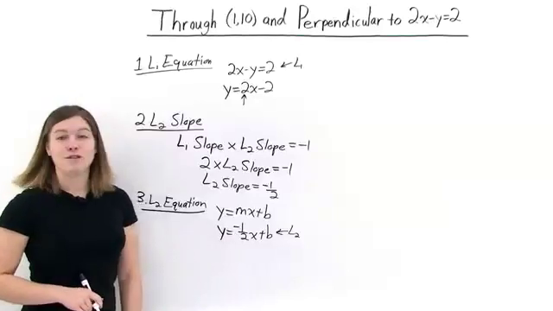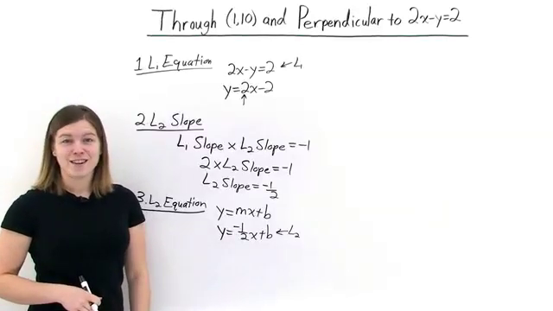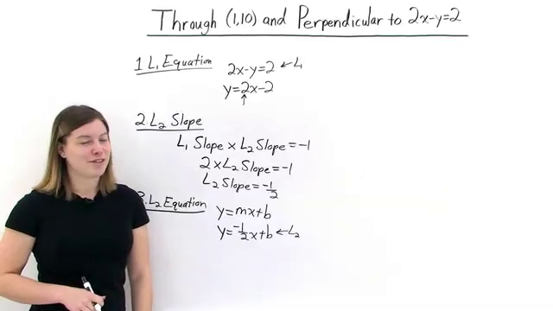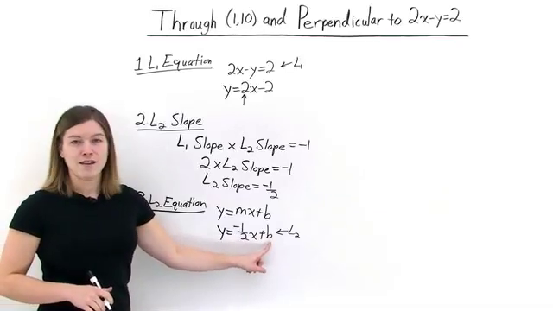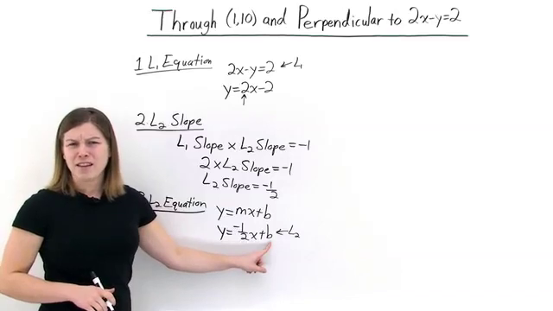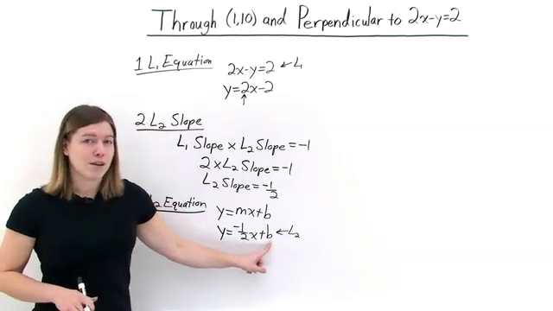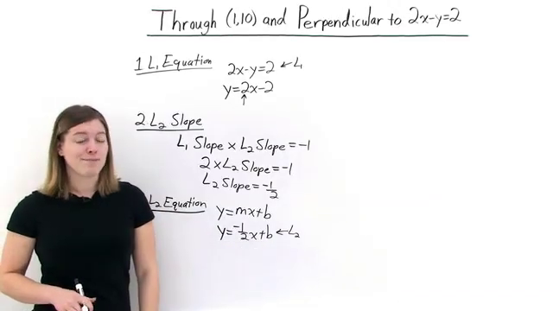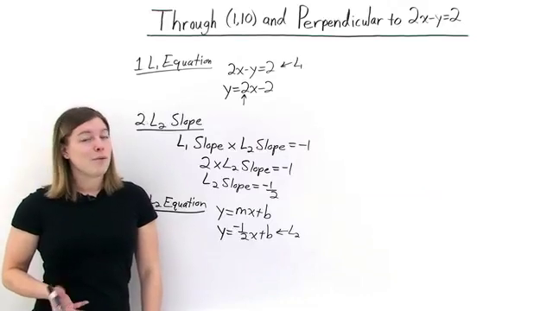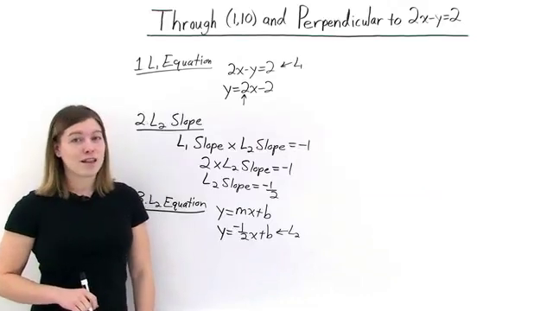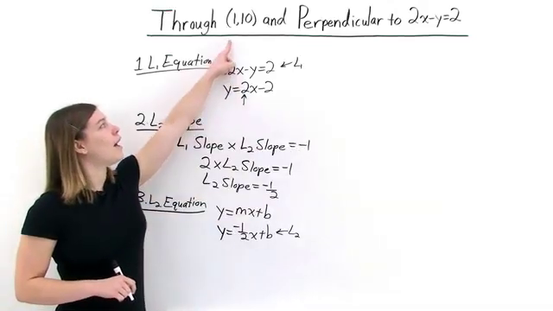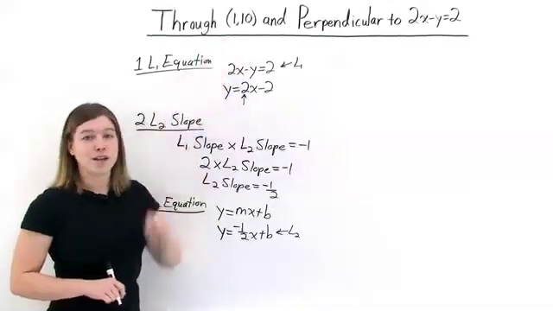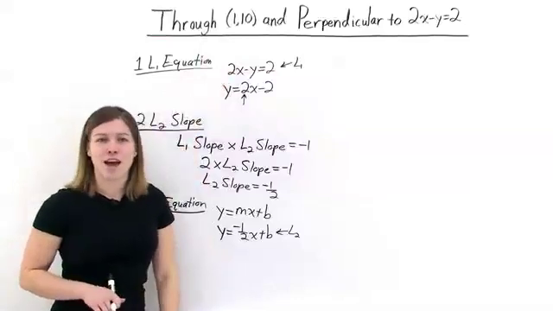Well, we have an equation for it, so we're done, right? Well, let's look a little more closely. We have y = -1/2x + b. What was b again? b is the y-intercept, and we need to have a value for b, so we're not done. Well, to find the y-intercept, let's look at the information we haven't used yet. We were given that our line passes through the point (1, 10). We haven't used that yet.